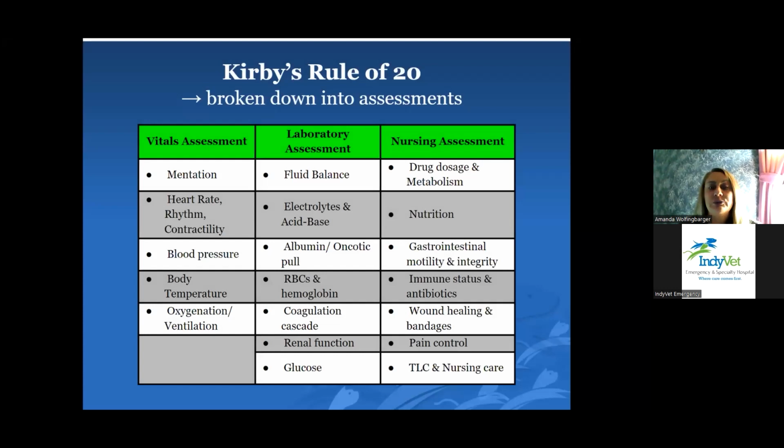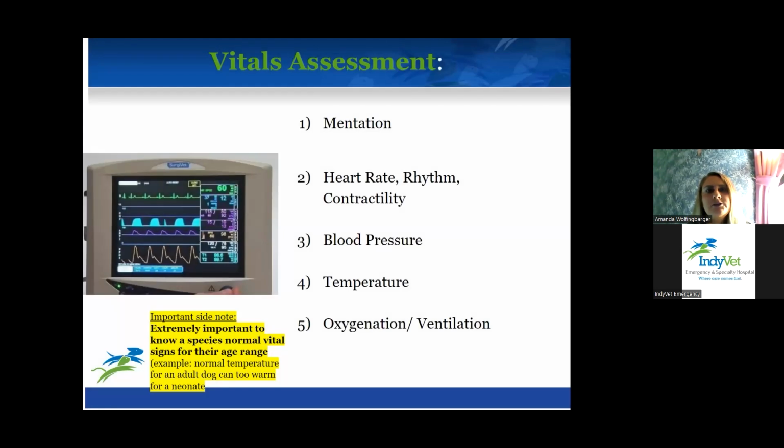It's broken down into, for me at least, it's a lot easier to comprehend and go through in my head, breaking them down into a vitals assessment, laboratory assessment, and nursing assessment. So it's going through your patient, the vitals that we're always asked to get, the easy stuff, and then some of the lab and nursing things, just to keep in the back of our minds, which I'll go through in just a second. So first one is our vitals assessment. We're going through our mentation, our heart rate, rhythm, contractility, blood pressure, temperature, and then oxygenation and ventilation.